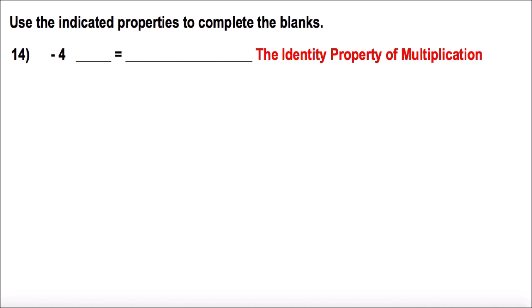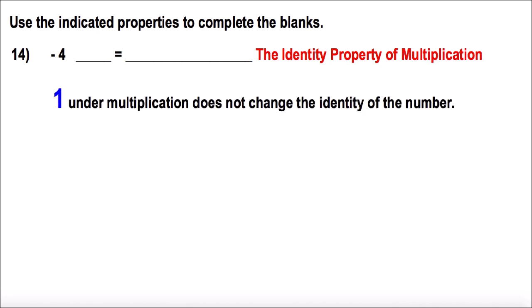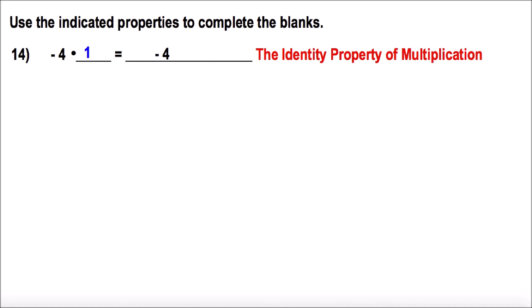Now for the identity property of multiplication, 1 under multiplication does not change the identity of the number. Negative 4 times 1 equals negative 4. The number hasn't changed.